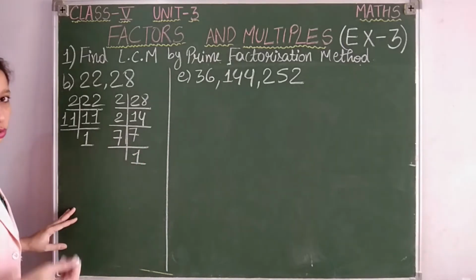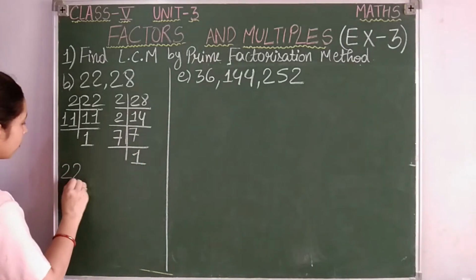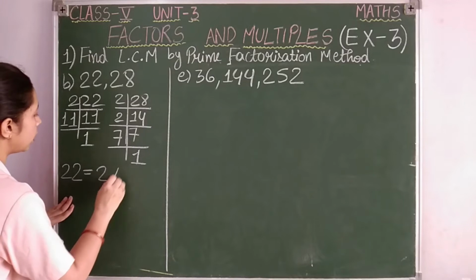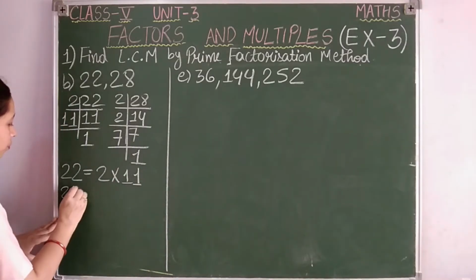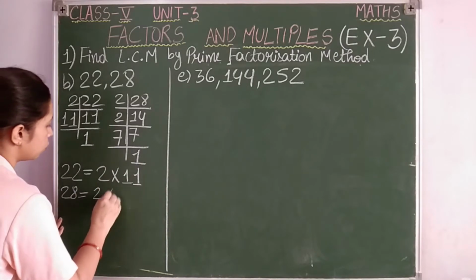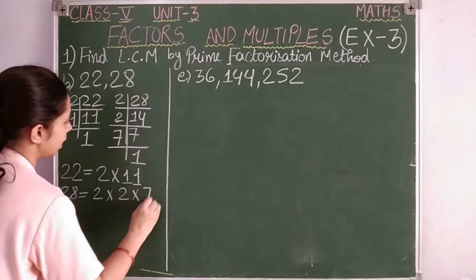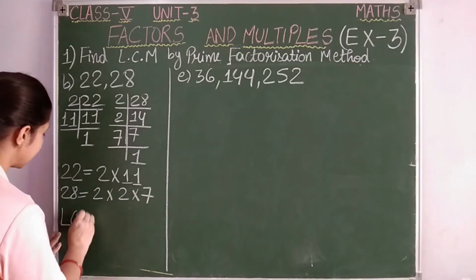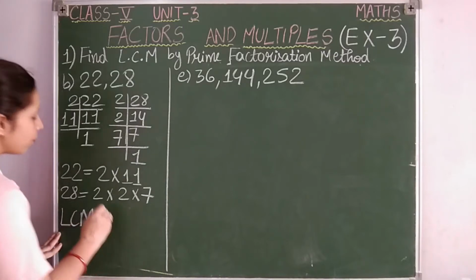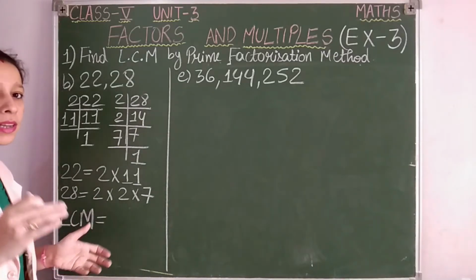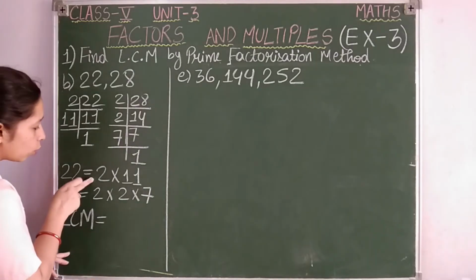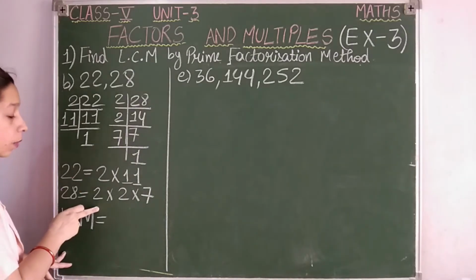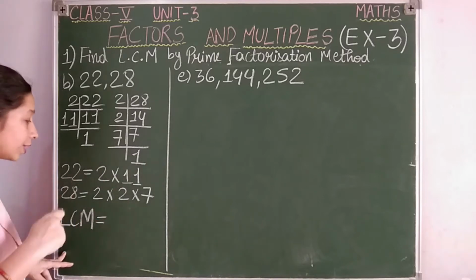Then what you have to do, students? You have to write the product of prime numbers for the given number. 2 into 11 is 22. Then for 28, 2 2s are 4, 4 sevens are 28. Then we have to find the LCM. For finding the LCM, we have to underline the prime numbers which are repeating the maximum number of times. So here 2 is only repeating 1 time, here 2 is repeating 2 times. So which 2 is maximum?